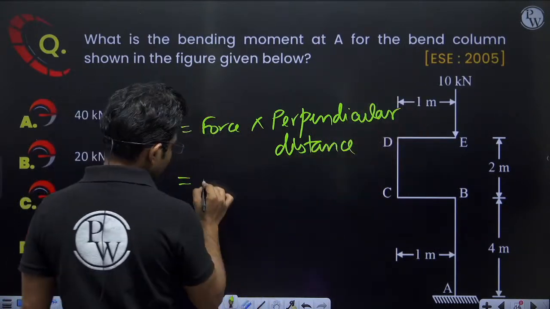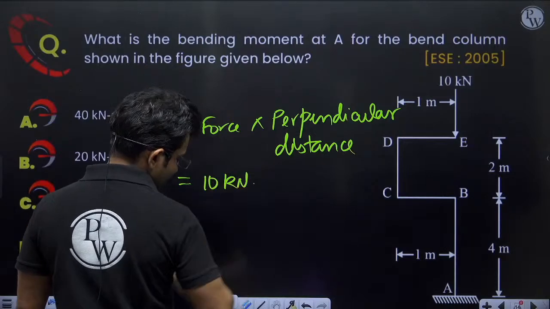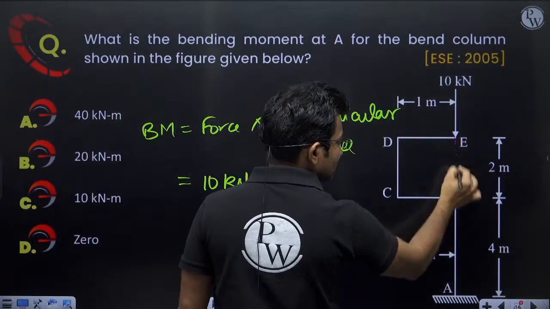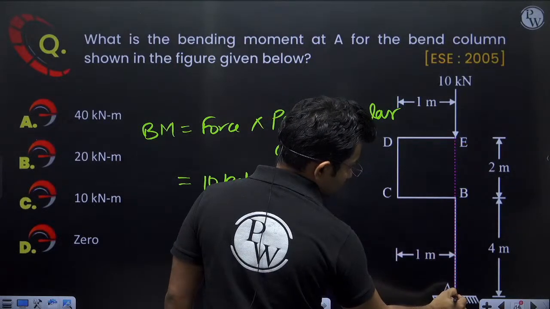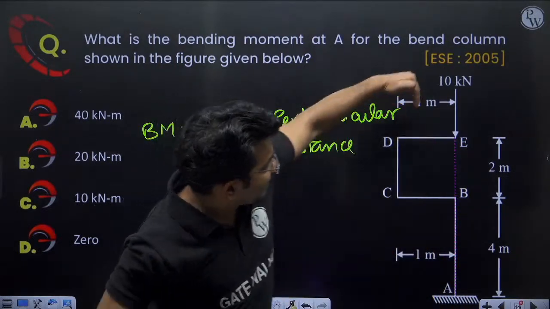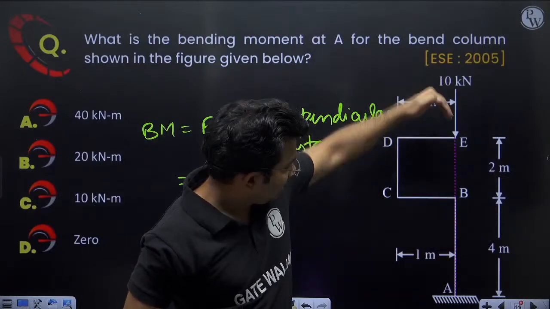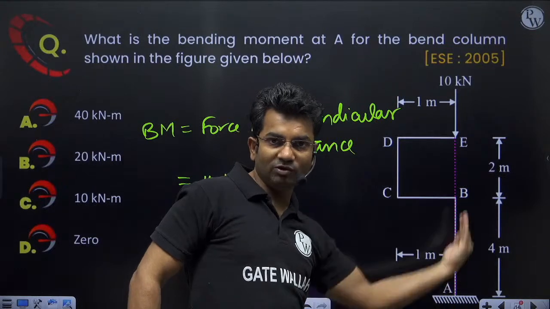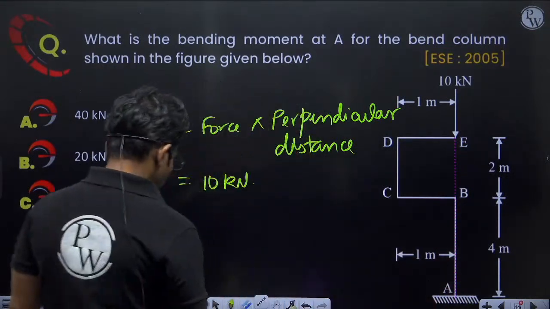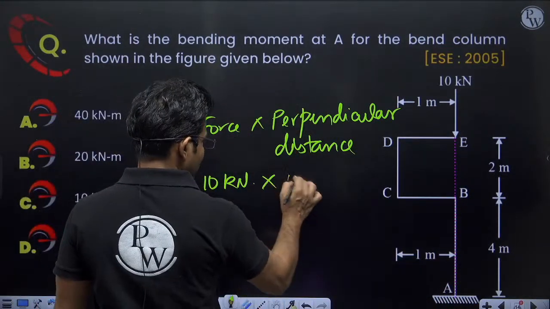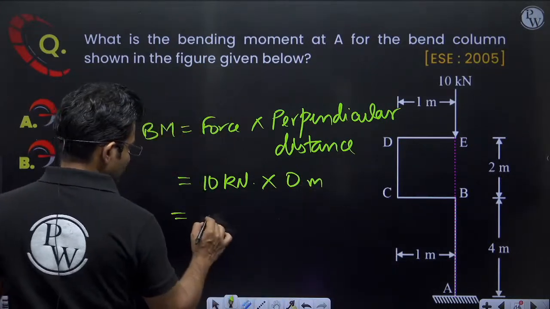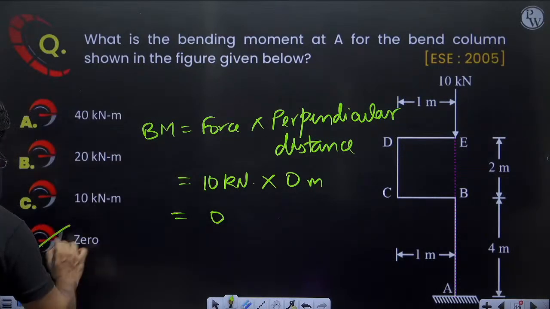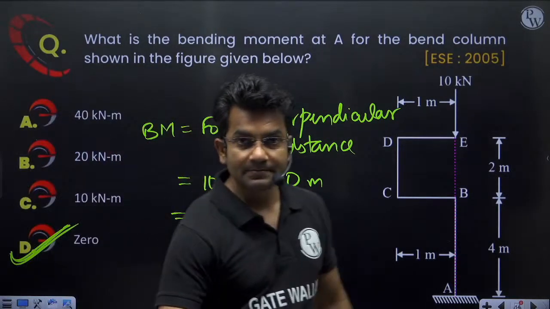Force is 10 kilonewton, and the line of action of force is this. Force is acting along this line. From A, the perpendicular distance of this force is 0. So 10 kilonewton into perpendicular distance 0 meter is 0 kilonewton meter, or just 0. So the correct answer will be option D.